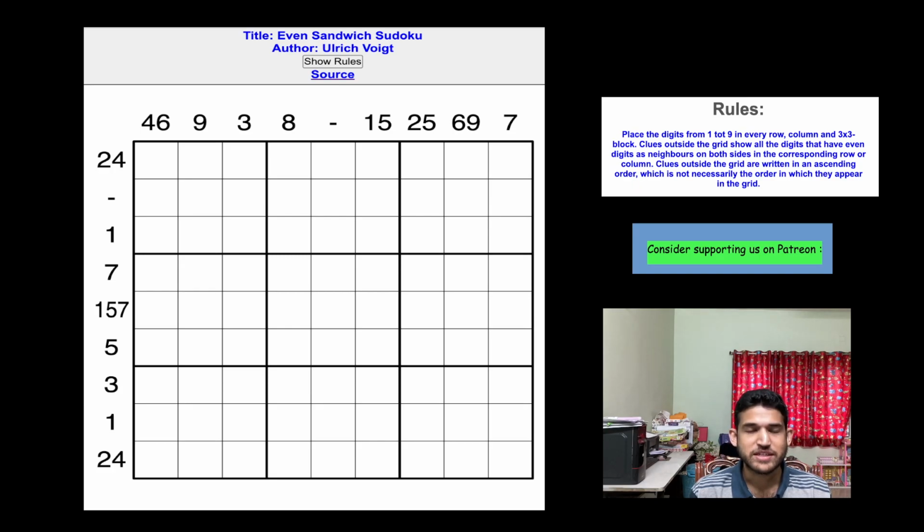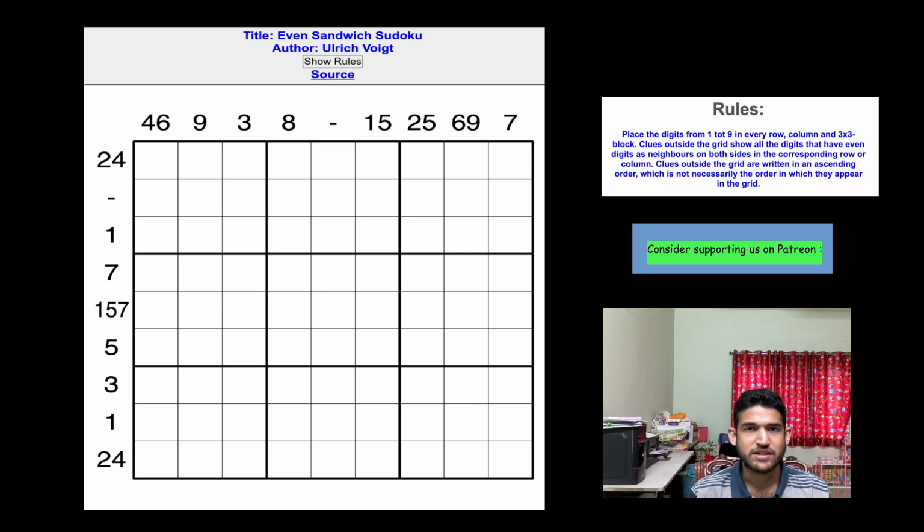Today's video is on an even sandwich Sudoku created by Ulrich Voigt. The name needs no introduction in the puzzling world. Multiple-time world puzzle champion, 13 times if I'm not wrong, an excellent puzzle solver and a Sudoku solver as well. And this Sudoku was created by Ulrich for the offline finals of the German Sudoku Championship 2023.